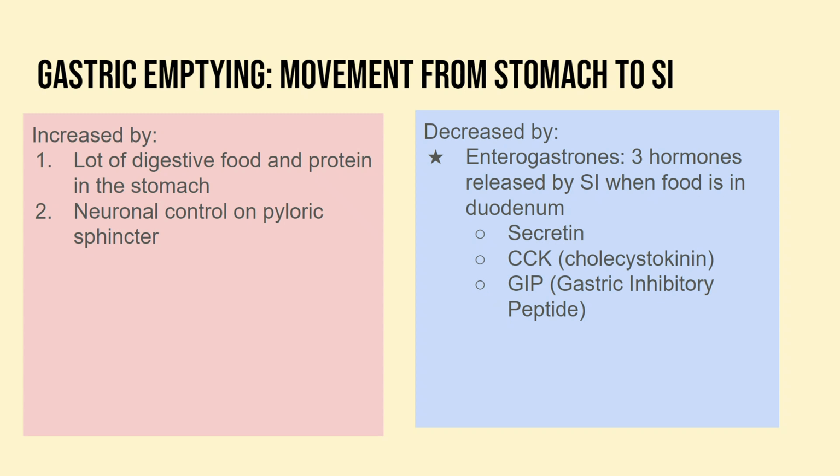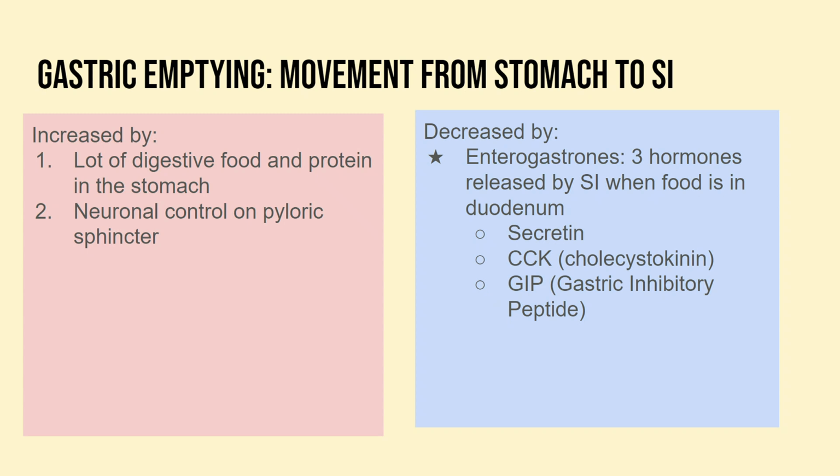However, we don't want food to move from the stomach to the small intestine really fast, because then we have a lot of food in the small intestine that can't all get absorbed nicely. So enterogastrones are hormones that help decrease the movement from the stomach to the small intestine, so that we digest slowly and can absorb all the nutrients from our food correctly.